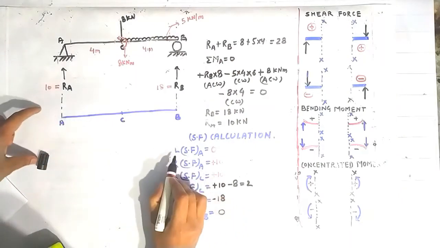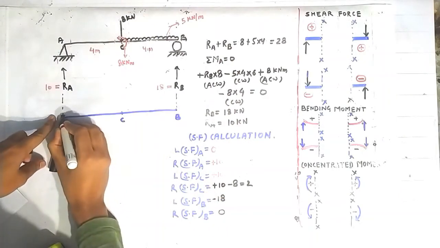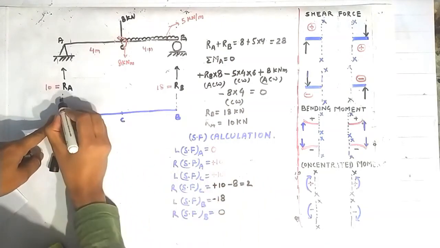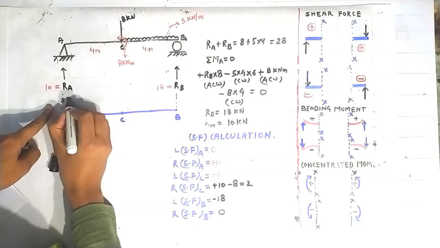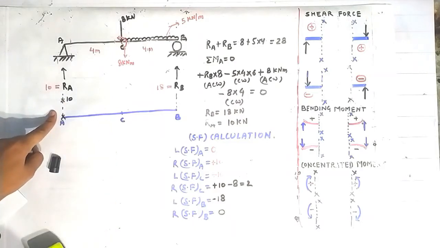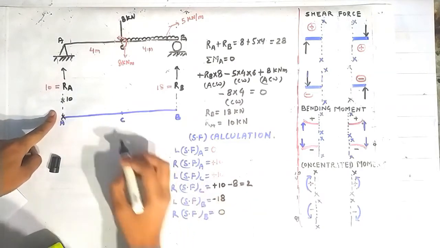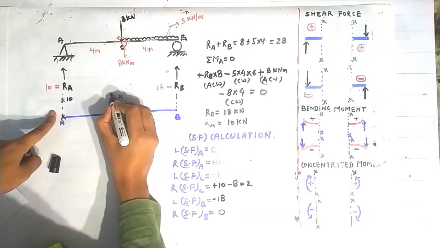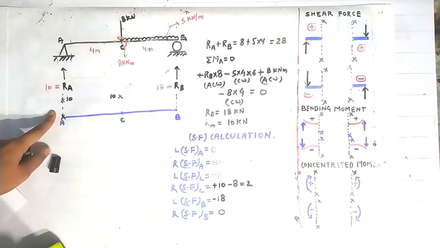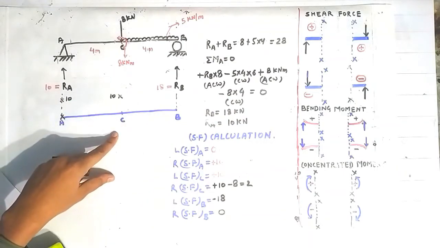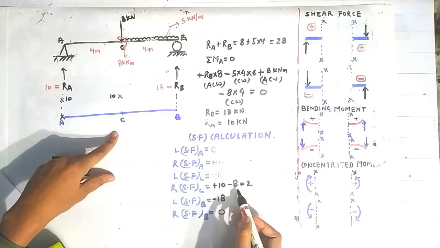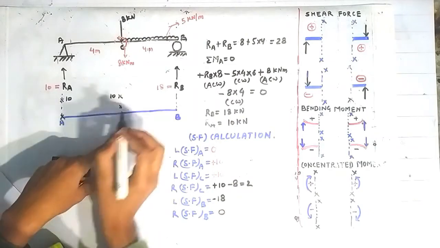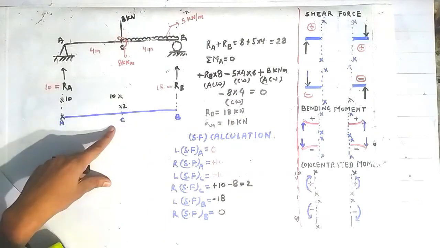Now see this, on the left side of the point A shear force is 0, so making a cross here over the point A, and shear force on the right side of the point A is plus 10 kN, so making a cross here at a distance of 10 kN above the point A, and shear force on the left side of the point C is 10 kN, so making a cross here at the level of this point at a distance of 10 from the point C, and shear force on the right side of the point C is 2, so making a cross here exactly above this point C at a distance of 2.